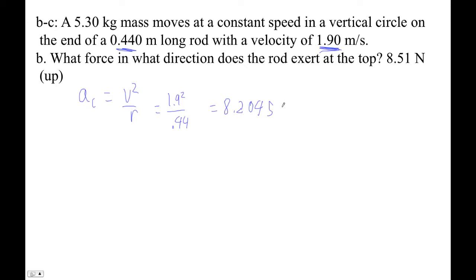It's actually 8.2045 repeating, meters per second squared. I'm going to store that in A just for kicks. All right, and then the weight, we've got to figure out the weight, right? So the weight is equal to mg, so that's going to be 5.3 times 9.81. That's 51.993.